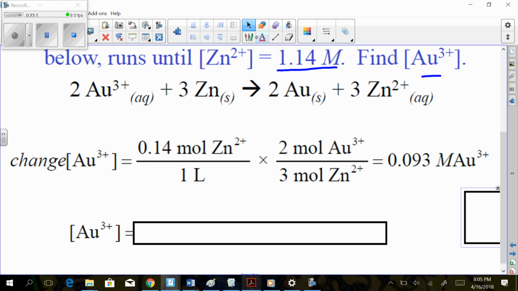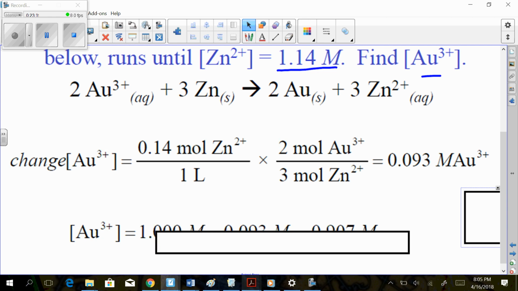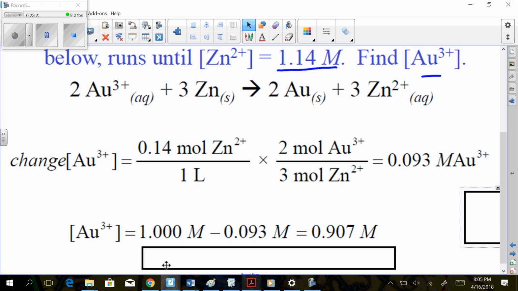So looking at that, now we have gold. If we started out with 1 molar, and now we have 0.093 molar, well, we used up 0.093 molar. We must now have 0.907 molar gold in our solution.